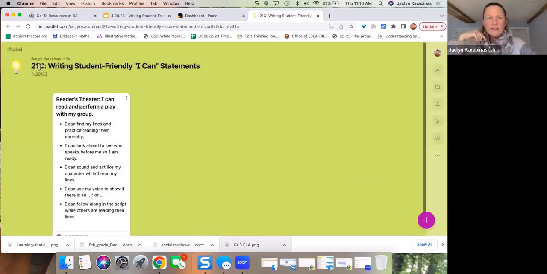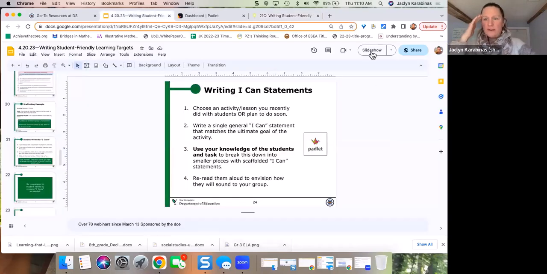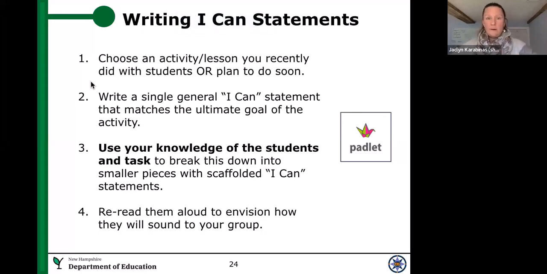All right, so I put the link to the Padlet in the chat. I'm going to bring the slides back so you have the directions. And I'll give you a couple of minutes to add your thinking on there.